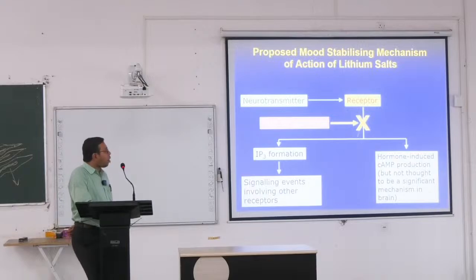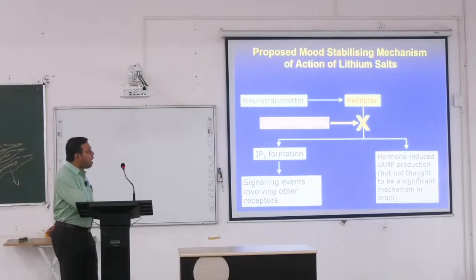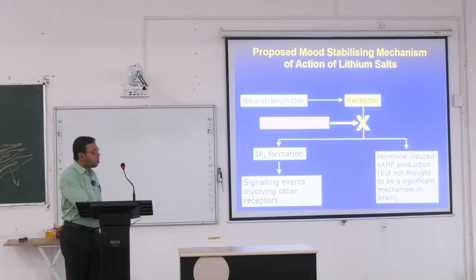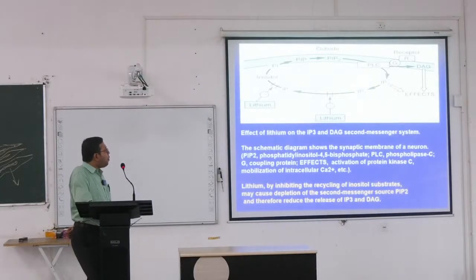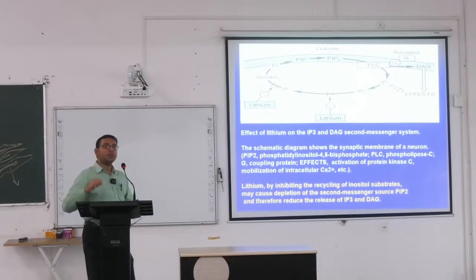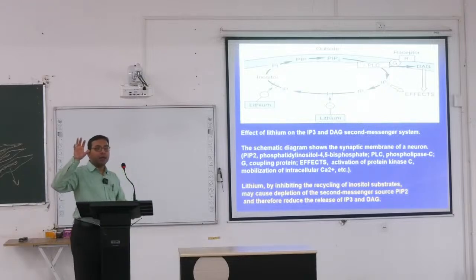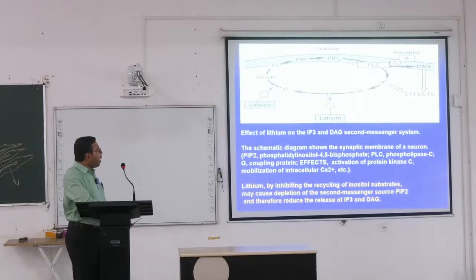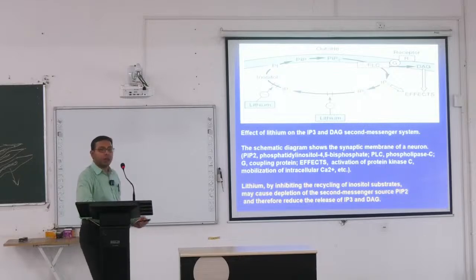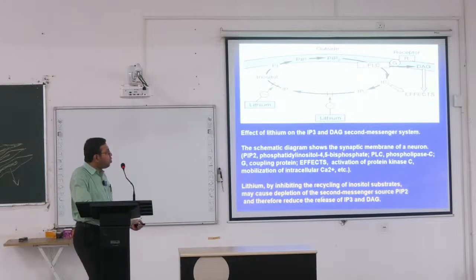Lithium carbonate mainly blocks the IP3 formation and ultimately the signaling events involving other receptors are blocked, and also it decreases the cAMP production, both IP3 and cAMP. Okay, so ultimately IP3 and DAG, that is the neurotransmitter এর যে পরে যে স্টেপ গুলো থাকে IP3 DAG যেগুলো সেকেন্ড মেসেঞ্জার হিসেবে ইউজ করা হয়, সেখানে কিন্তু লিথিয়াম ব্লক করছে। Lithium, by inhibiting the recycling of these inositol substances, may cause depletion of the second messenger source PIP2 and therefore reduce the release of IP3 and DAG.